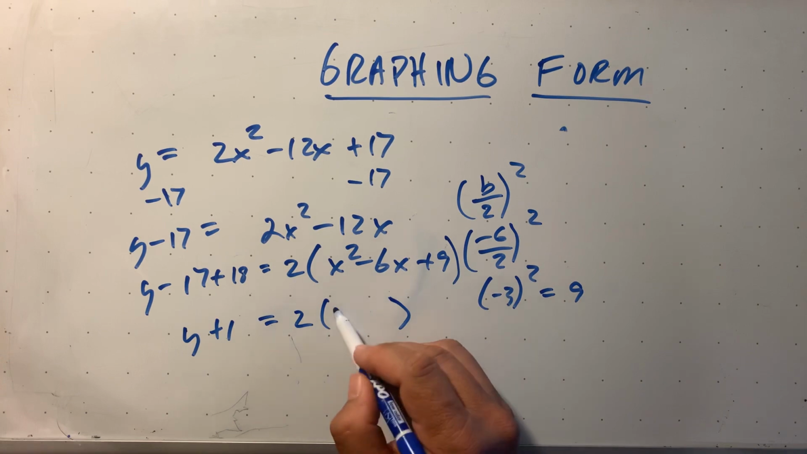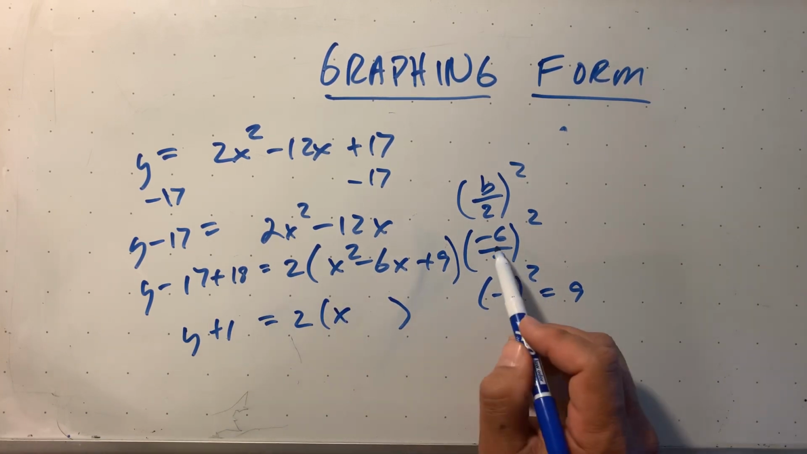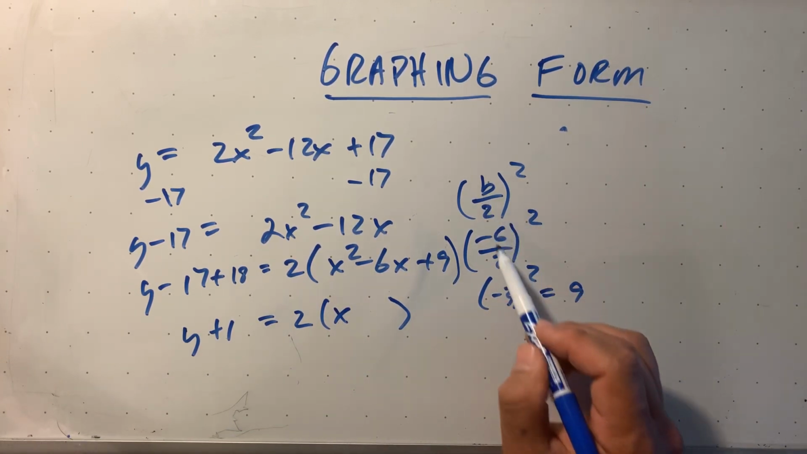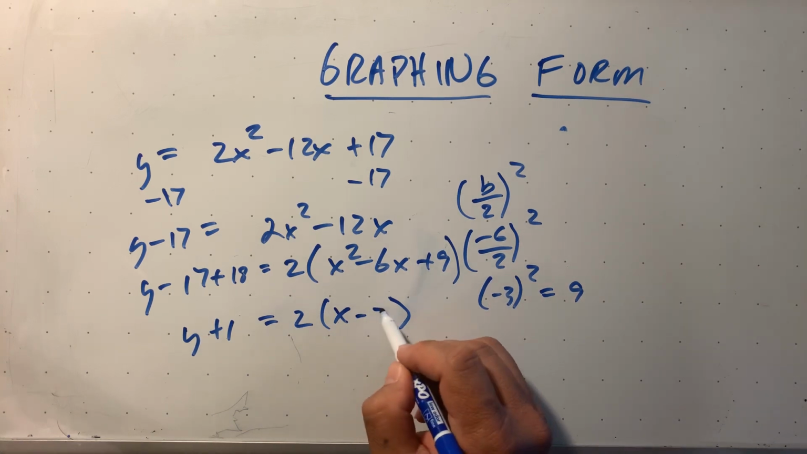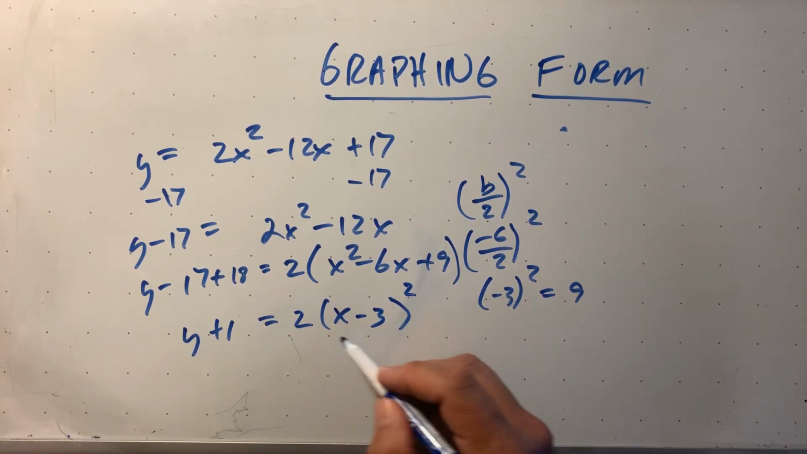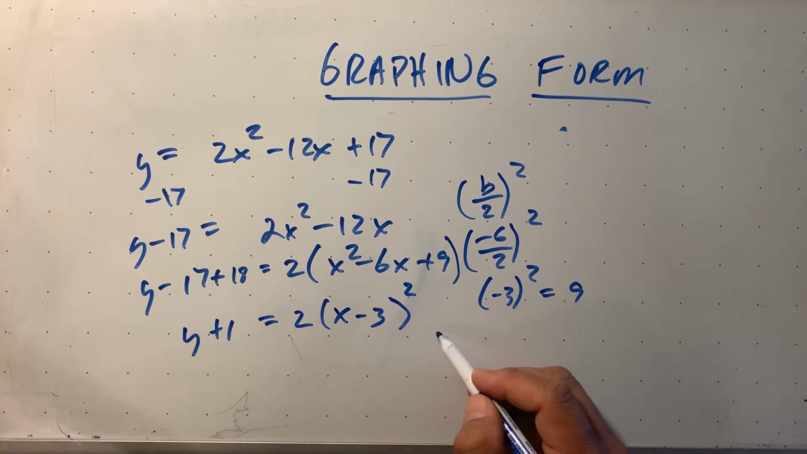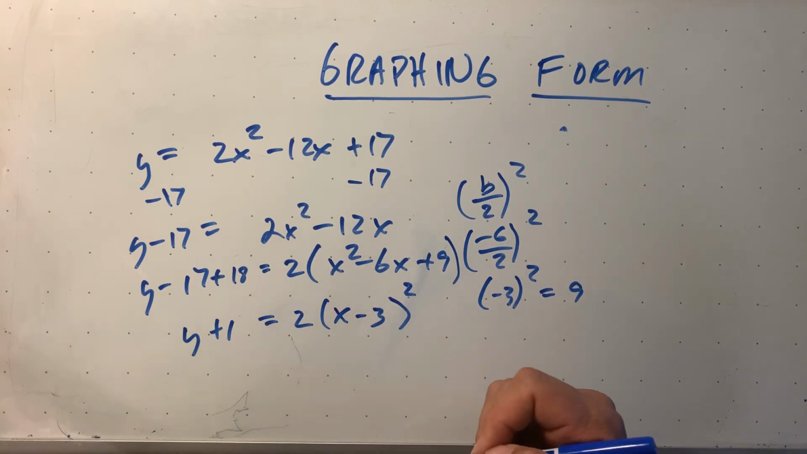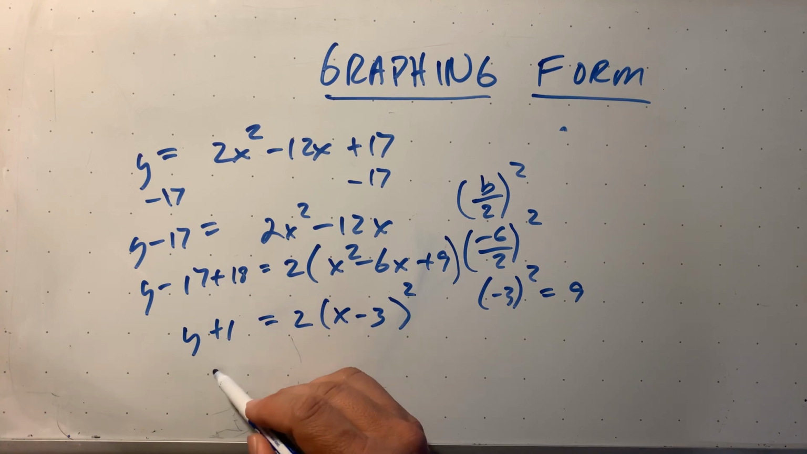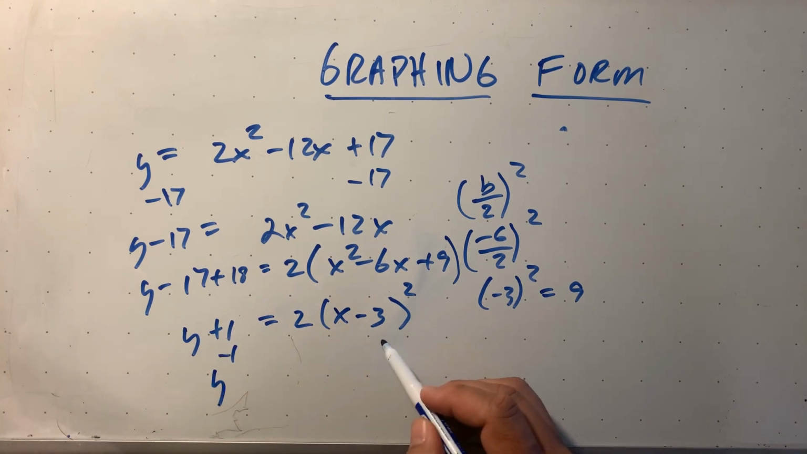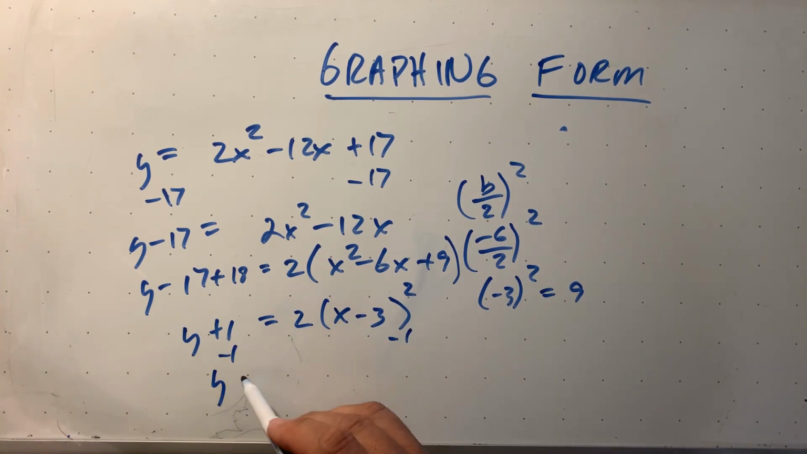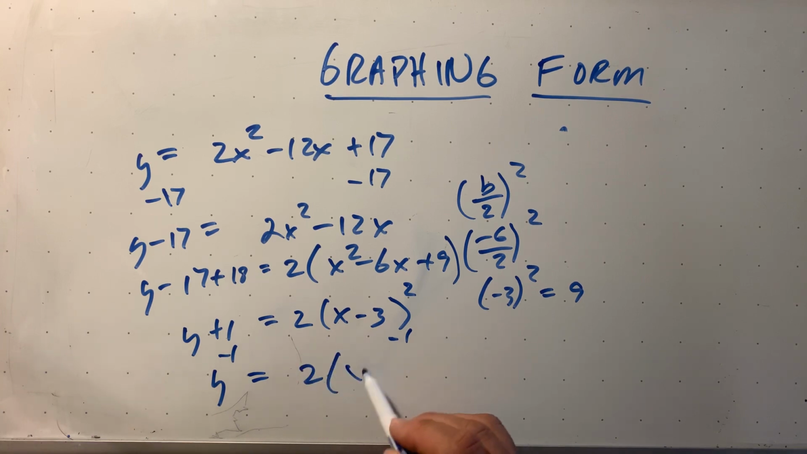I already know what goes here because I just did it. When I did b divided by 2, I got -3. So I know this is -3, and then squared. And if I expand that out, x minus 3 times x minus 3 is going to give me this trinomial. All right, one last step to do is to subtract 1 from both sides. So y ends up equaling 2 times (x minus 3) squared minus 1.